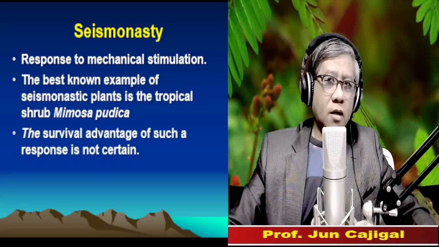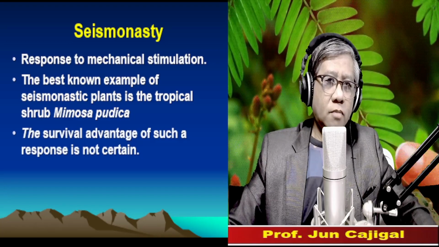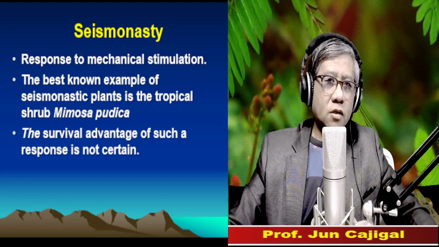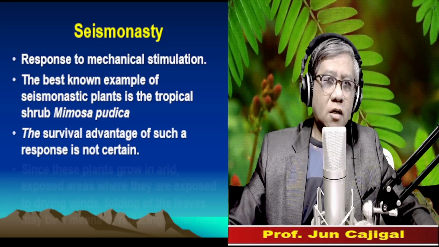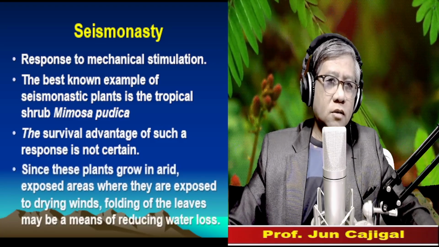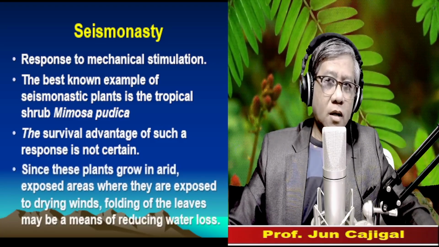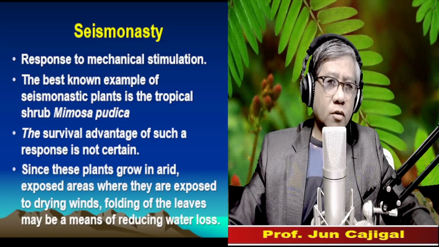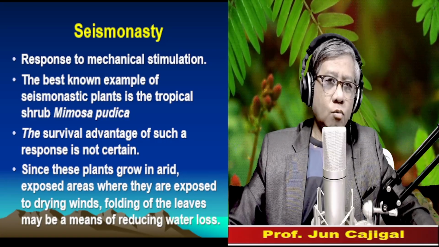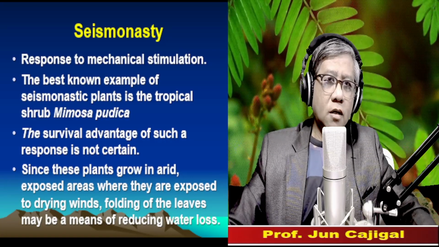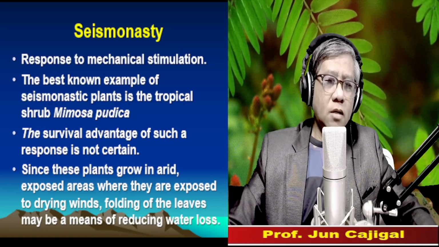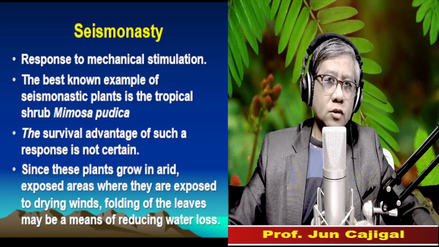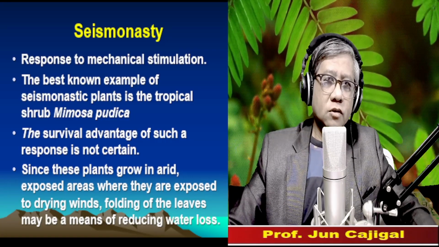For the Makahiya plant, the survival advantage of such a response is not certain. Since these plants grow in arid areas where they are exposed to drying winds, folding the leaves may be a means of reducing water loss.